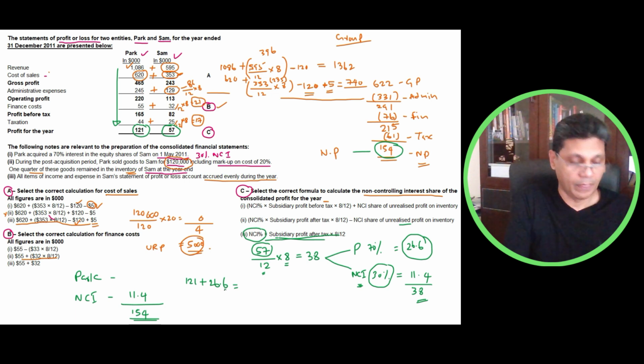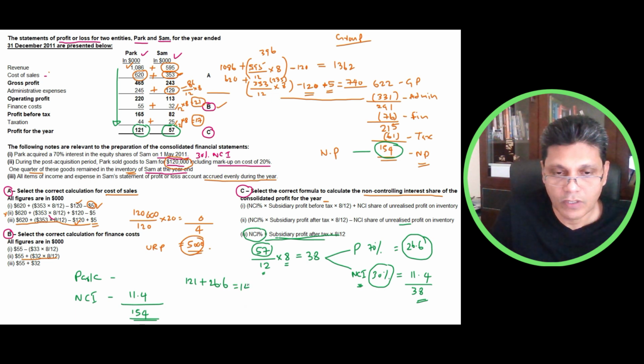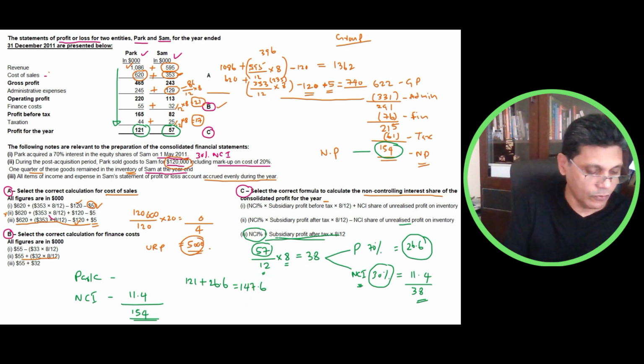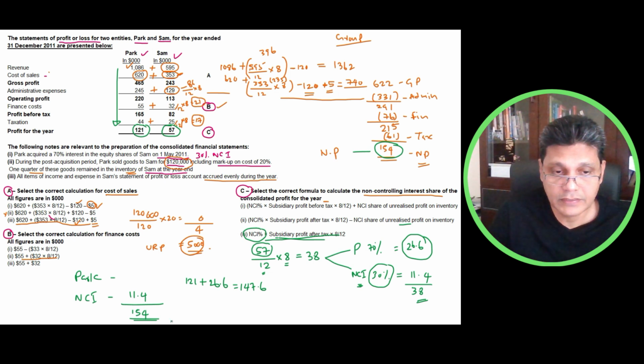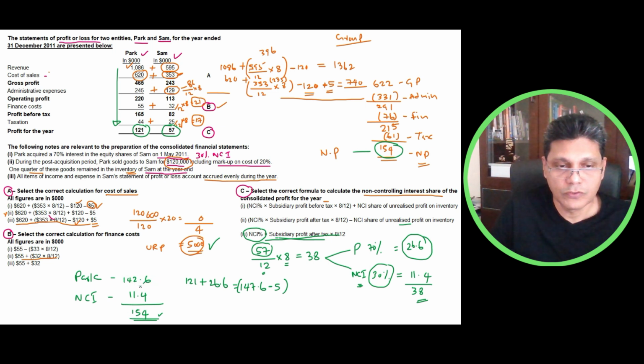121 plus 26.6, 147.6. So 147.6 plus 11.4 is 159. So you are not getting this number. Why is that? As I told you earlier, from this profit, that unrealized profit of 5,000 has to be eliminated. So thereby this amount will be 142.6. So 142.6 plus 11.4 will be 154. So this is the answer for this particular question.